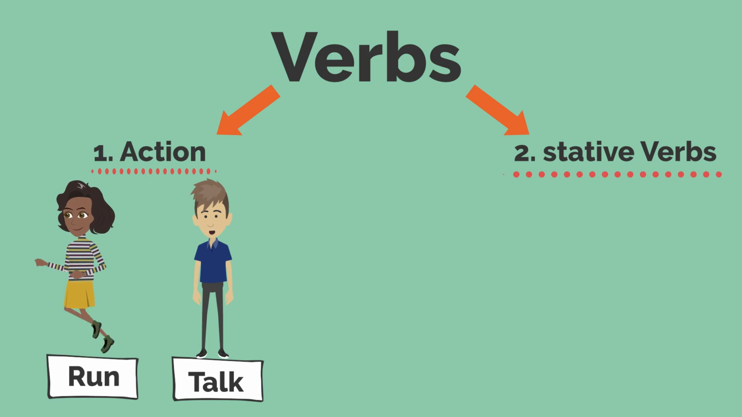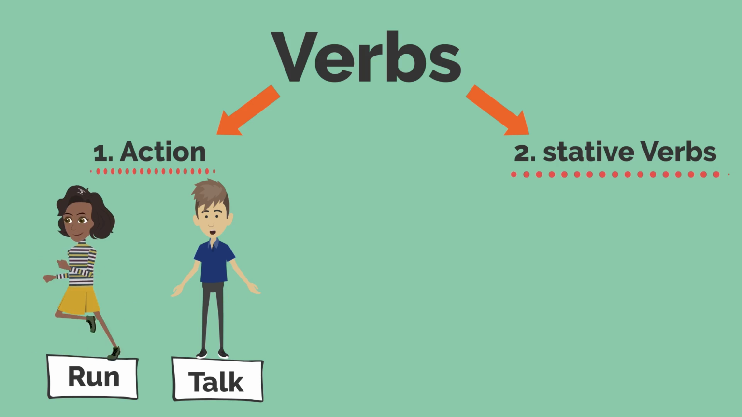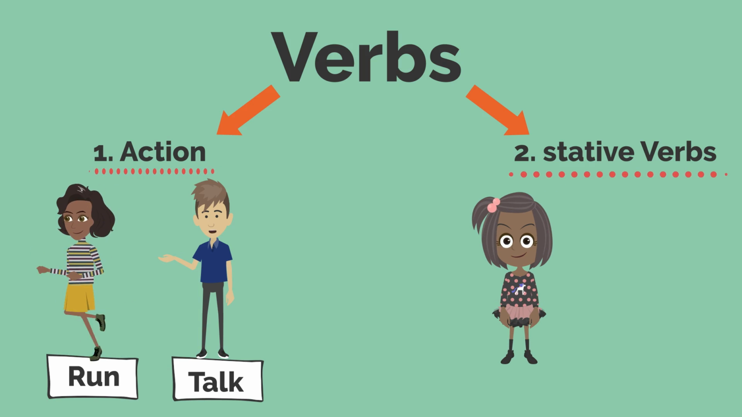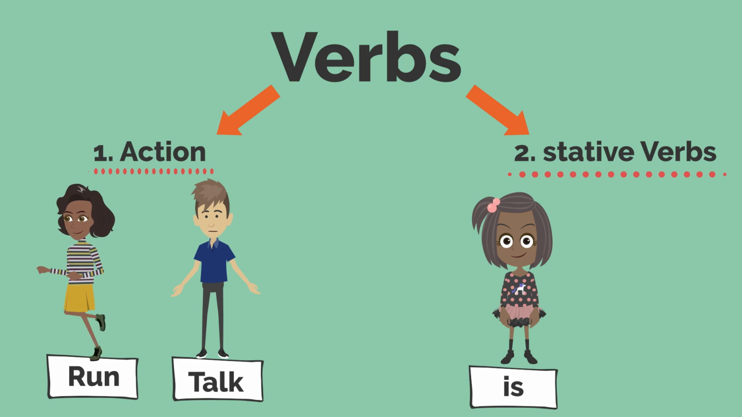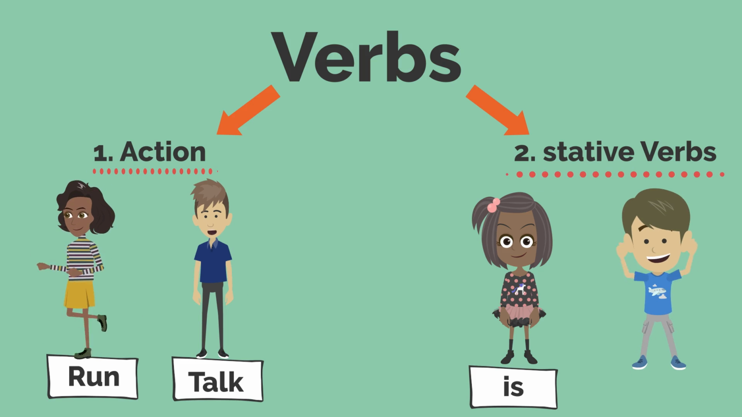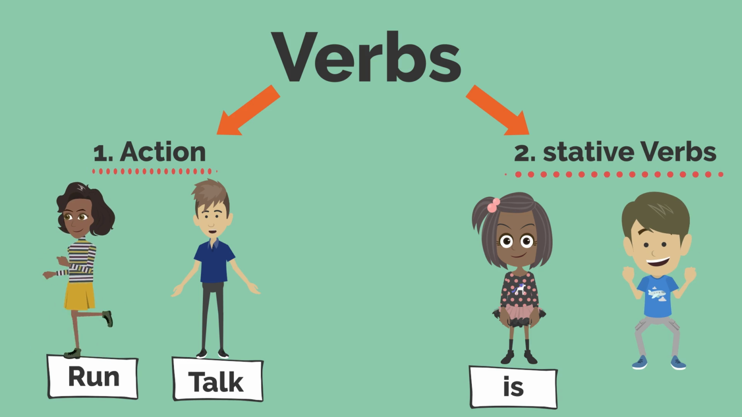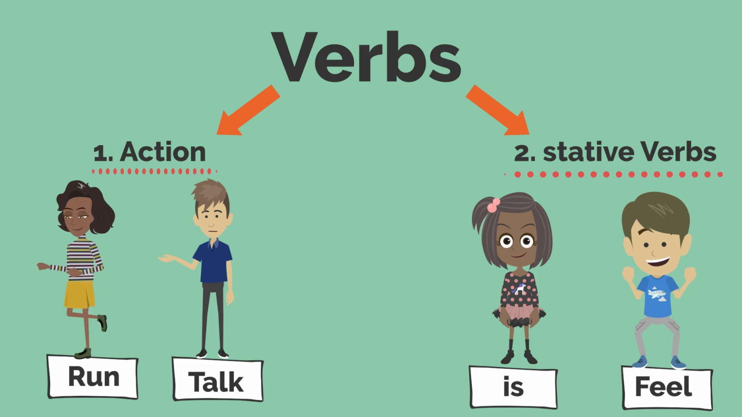Now look at stative verbs. They refer to the way things are. It tells us about how something is, feels, or appears. This is an image of a girl. We say, Tina is a girl. Here we call is a state verb, because it explains whether she is a boy or a girl. In this image, the boy feels very excited. Feels is a stative verb because it defines the state of the boy.